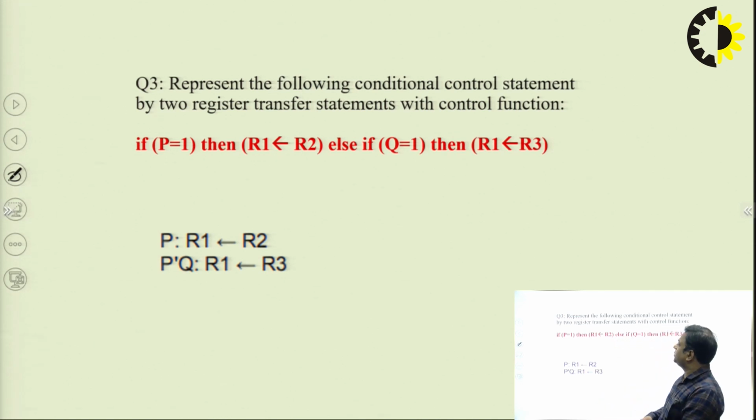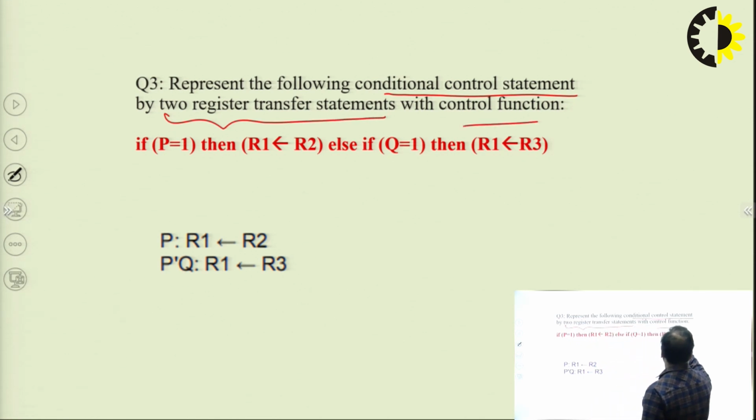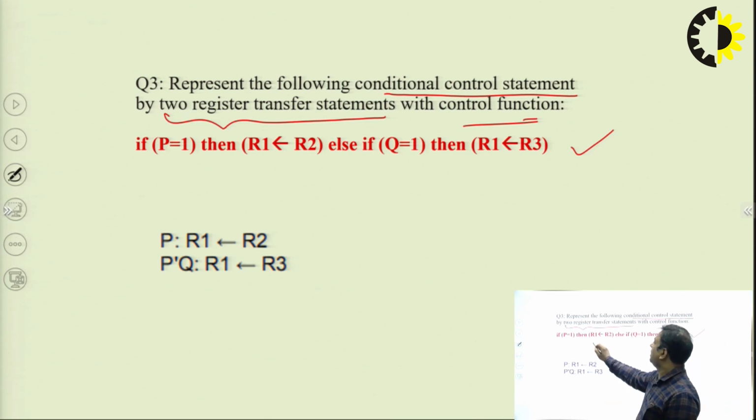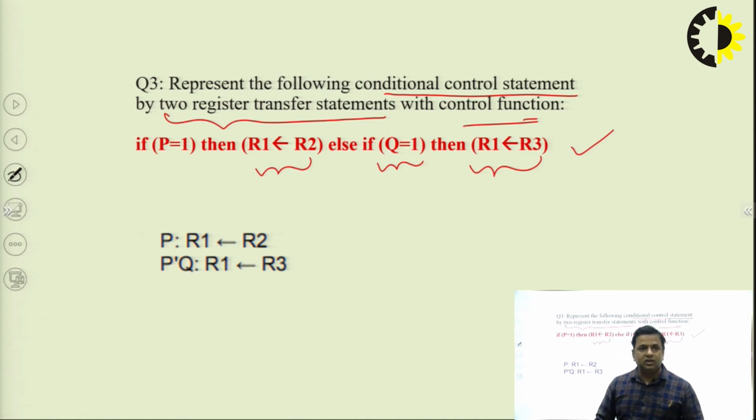Next, sometimes this question is asked. Generally, this question is asked in the university: represent the following conditional control statement by 2 register transfer statements with control function. Sometimes a control function is given in the form of a control statement. If P equals 1, then transfer the contents of R2 into R1. Else if Q equals 1, then transfer the contents of R3 into R1. These are the 2 statements, and we implement them as register transfer statements.